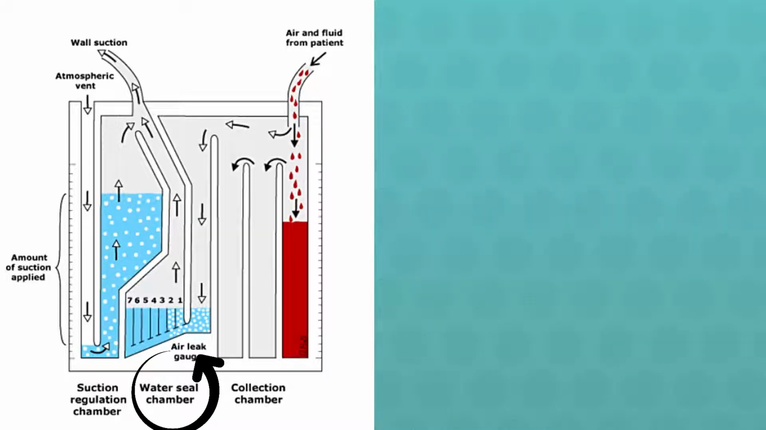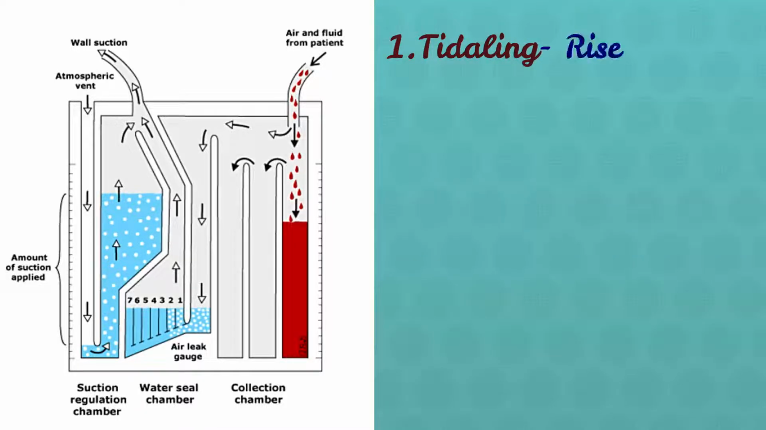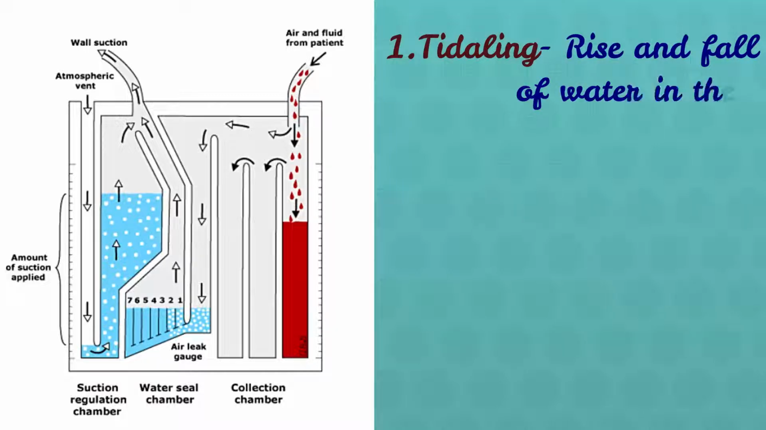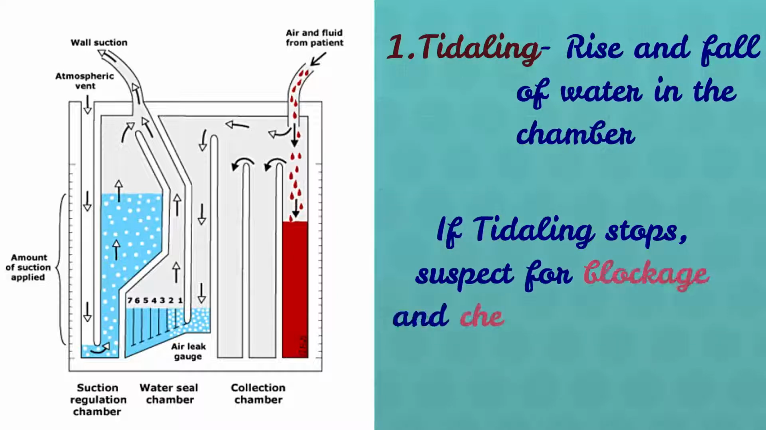Here you can see the water seal chamber. In the water seal chamber, tidalling will happen. Tidalling means the rise and fall of the water in the water seal happens continuously. The question comes: when can the tidalling stop? When the tidalling stops, there are two possibilities. Either there is a blockage, or the chest has re-expanded fully, and in that case also tidalling can stop.